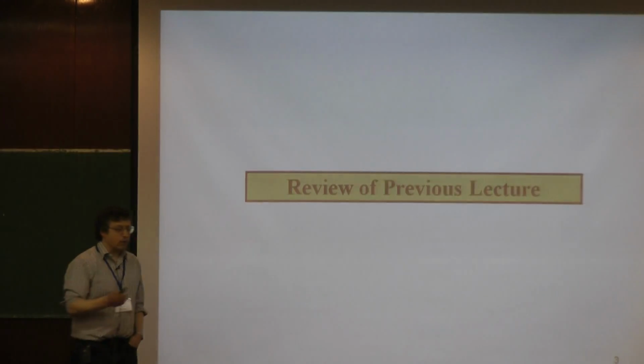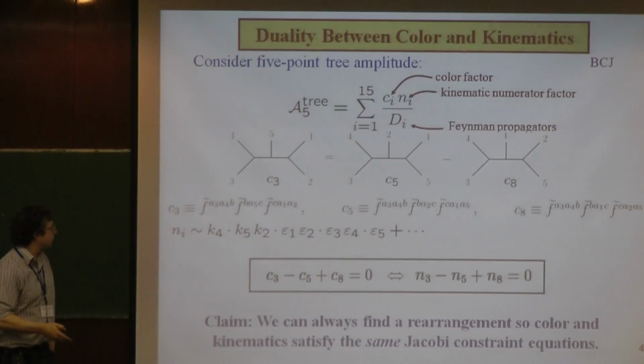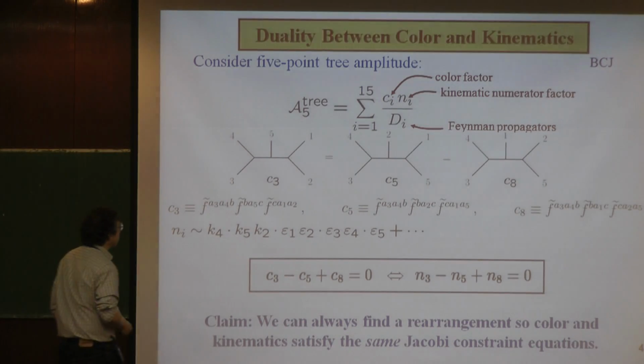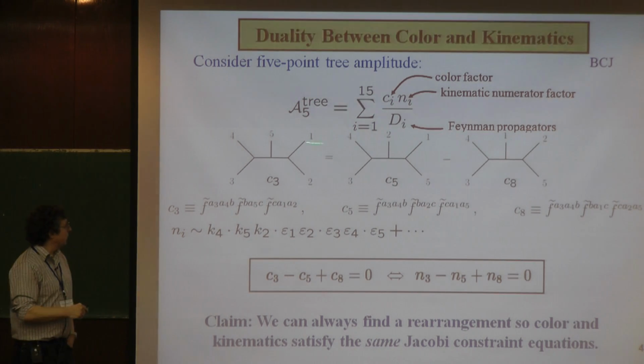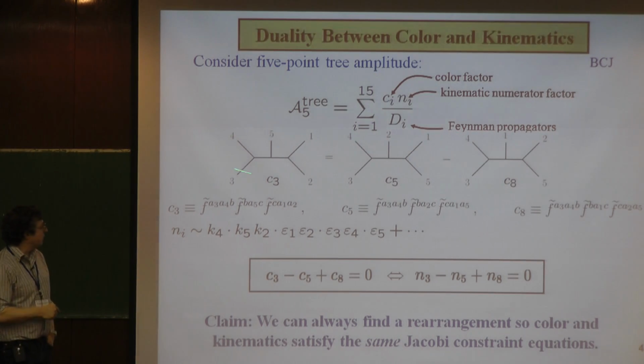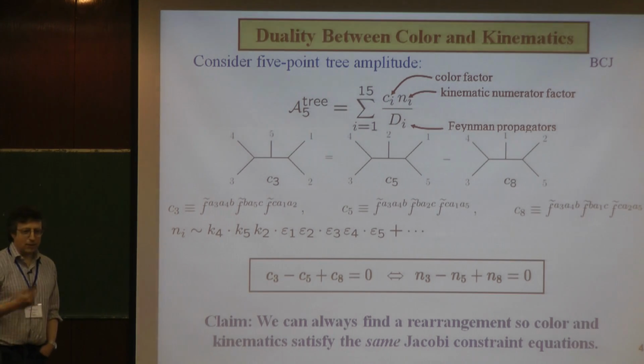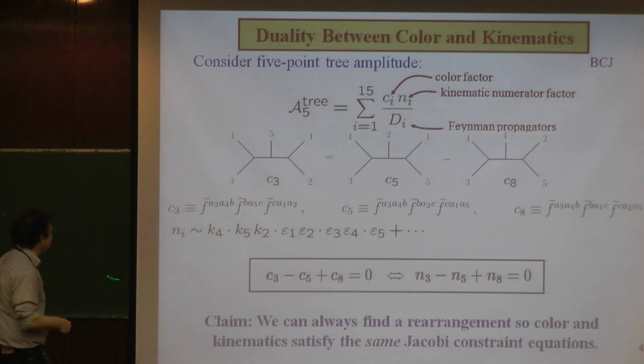So first, let me just review the previous lecture, just to go over the basic ideas that we're going to be using. The first thing is there's this duality between color and kinematics. This would be at tree level. There's, say, a 5-point tree amplitude. We write it in terms of these cubic diagrams, the same ones that you get in phi cube theory. The color factors written here are just the normal ones with f^abc. There's a little tilde just because I normalize things correctly, other people don't. That's a joke, but anyway.